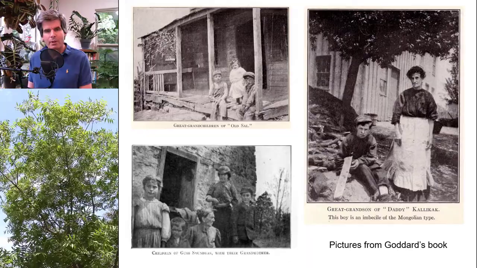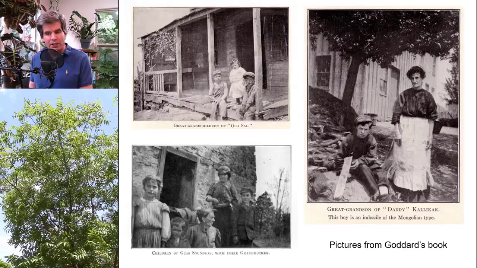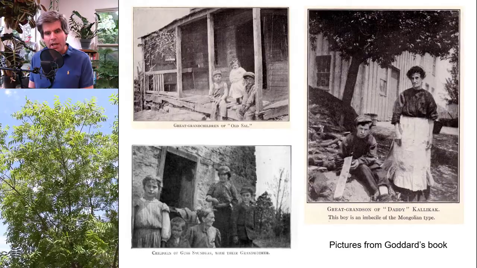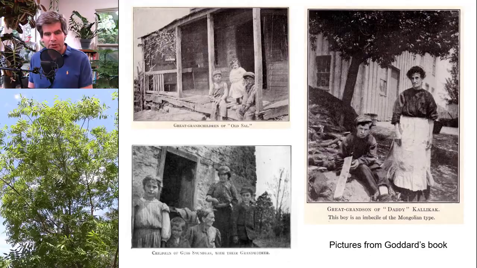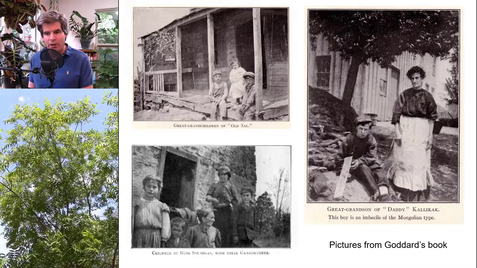So after extensive tracking and interviewing, Goddard reported that he found 480 descendants of that feeble-minded barmaid. And among this group, there were only 46 normal, but there were 143 definitely feeble-minded people, 36 illegitimate births, 33 sexually immoral people, 3 epileptics, and 24 alcoholics.